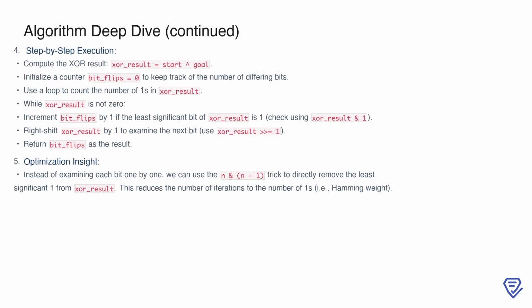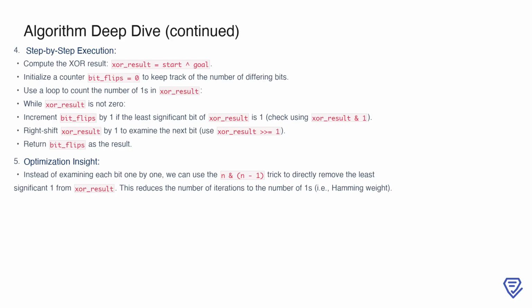We can now break the solution into step-by-step execution. First, compute the XOR result using start ^ goal. This result will highlight the positions where the two integers differ. Next, initialize a variable, bit_flips, to 0. This counter will keep track of the number of differing bits.